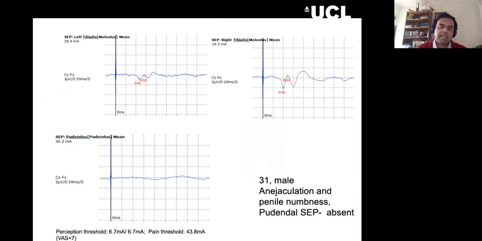So this is a young man who came with problems of ejaculation and penile numbness. In fact, his erectile functions were relatively preserved. And you can see the left tibial SCP and right tibial SCP are well formed, latencies are normal. There's no pudendal SCP, so it's absent.